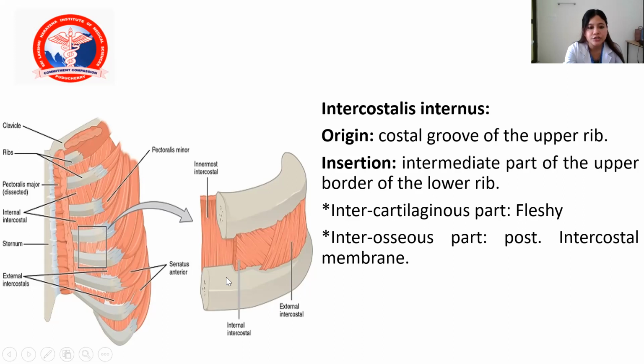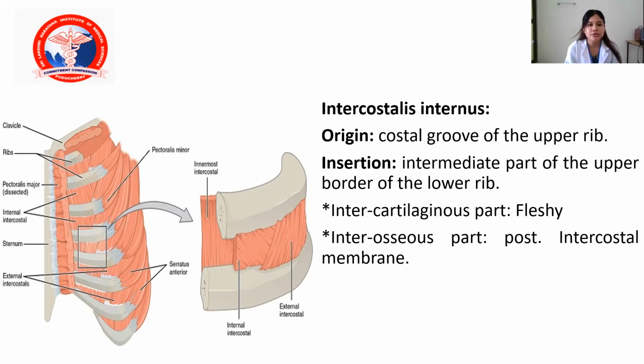The intercartilaginous part here is fleshy, and the interosseous part is replaced posteriorly by the posterior intercostal membrane. Only posteriorly, not in the whole length or diameter of the interosseous part.